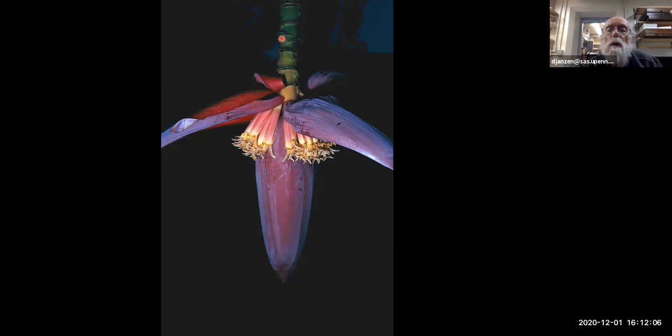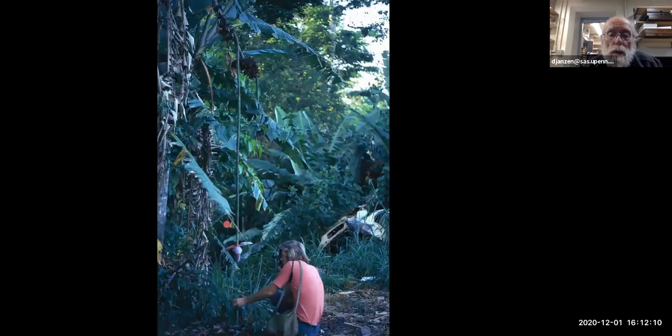Now, see this long stem coming down from here? Way up above is this. The bananas are up here. The female flowers are up here. The male flowers are down here. These are bat pollinated. So the bat comes, sticks his nose up into the male flowers down here, and gets covered with pollen. Then he goes up here next to the female flowers to get nectar, and in the process puts pollen on those stigmas.